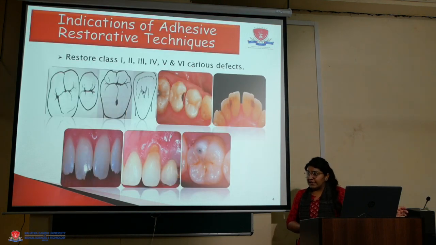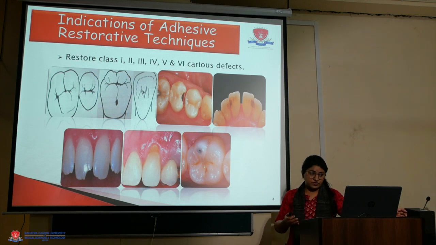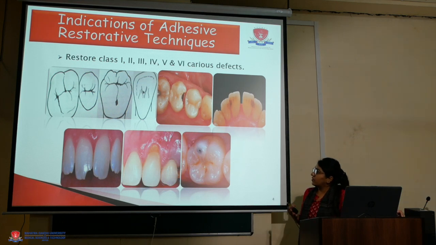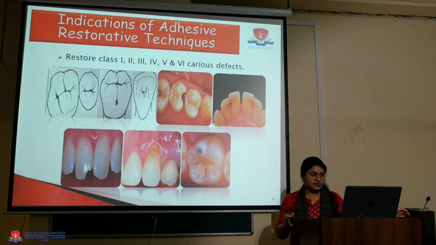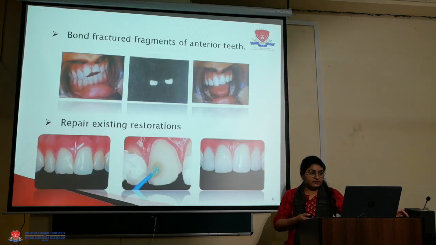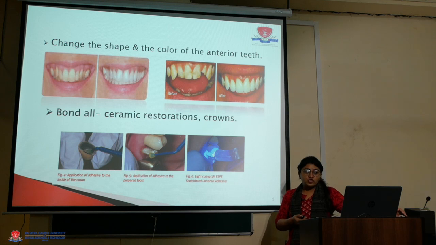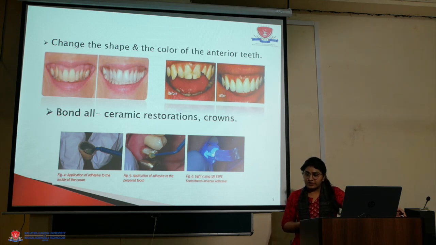In which cases can we go for these bonded restorations? Definitely for all types of class 1, 2, 3, 4, 5 and 6 caries defects. Then where you have to change the shape and the color of an anterior tooth, for example cases of fluorosis. In mild fluorotic cases you can go for direct composite restorations, and for that you again need those bonding agents.